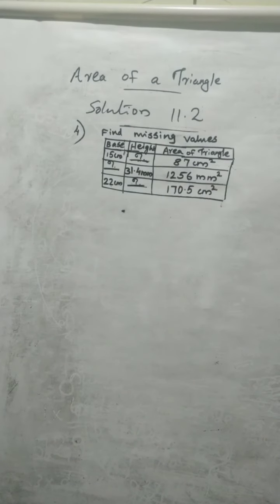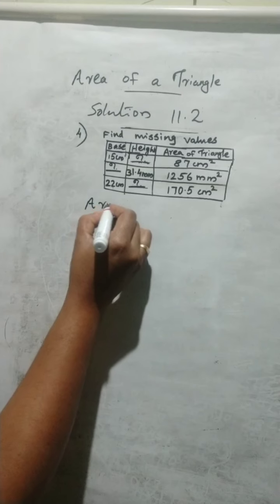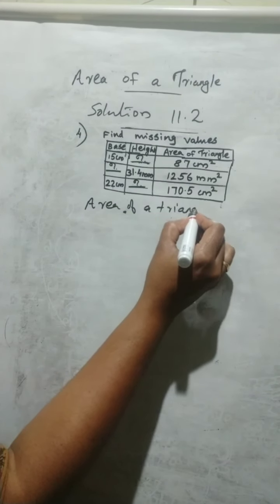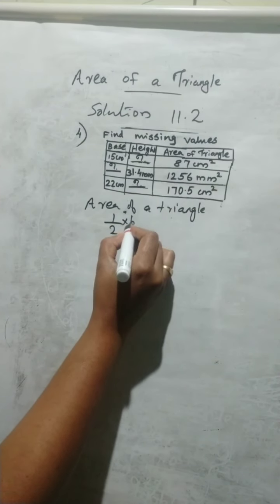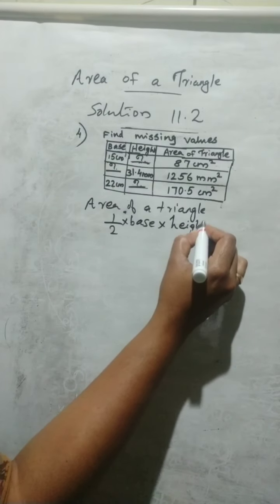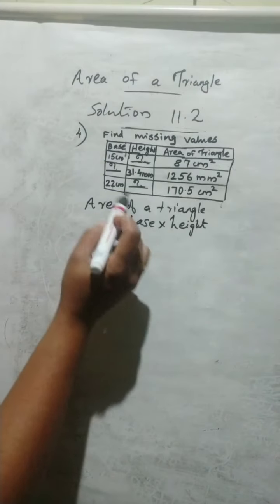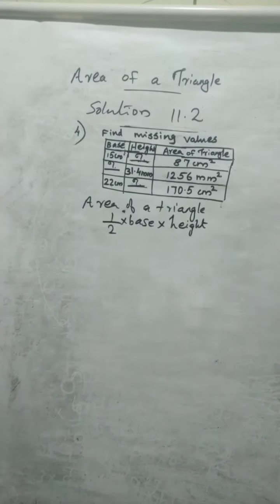How can we find it? Here we know the area of a triangle is equal to half into base into height. Clear? That is half BH. We have to substitute these given values in this equation. Okay.